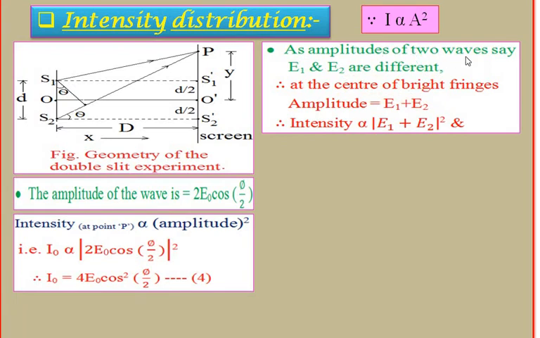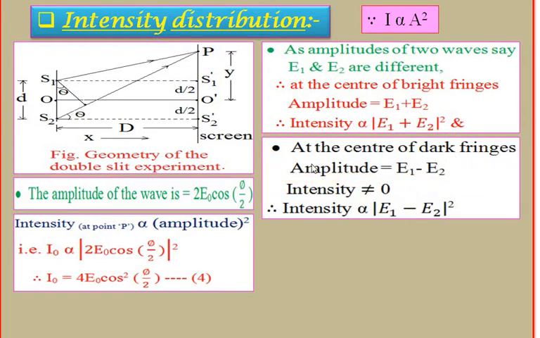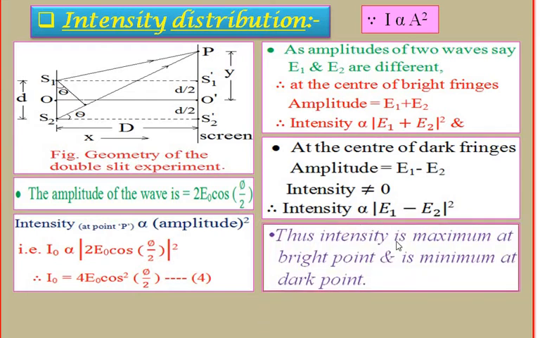As the amplitudes of the two waves, E1 and E2, are different, at the center of bright fringes the amplitude is E1 plus E2. Therefore the intensity is directly proportional to (E1 plus E2) whole square. At the center of dark fringes the amplitude is equal to E1 minus E2, and here the intensity is not equal to 0. Therefore the intensity is directly proportional to (E1 minus E2) whole square. Thus the intensity is maximum at a bright point and the intensity is minimum at a dark point.